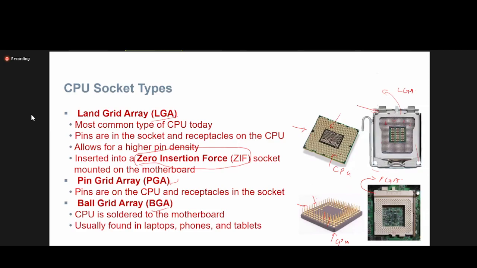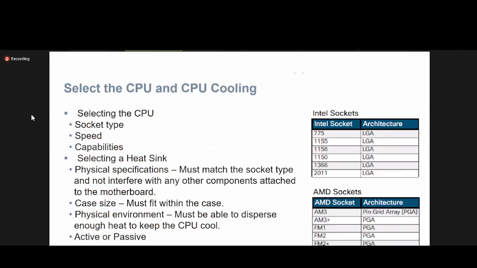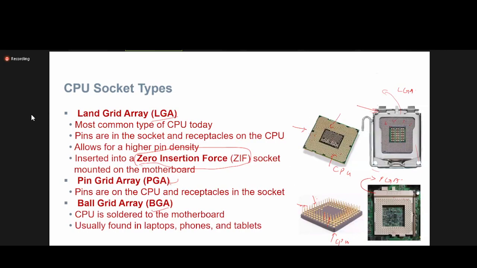So less pin density, and receptacles, or you can think of them like holes where those pins are going to be inserted. Those are in the socket. So that's a different kind of socket, which is used in some other type of AMD kind of system or motherboard. Then ball grid array, or BGA. In this case, we don't have a separate CPU and socket assembly. The CPU is soldered to the motherboard, usually found in laptop, phone, and tablet systems where the motherboard area is smaller.